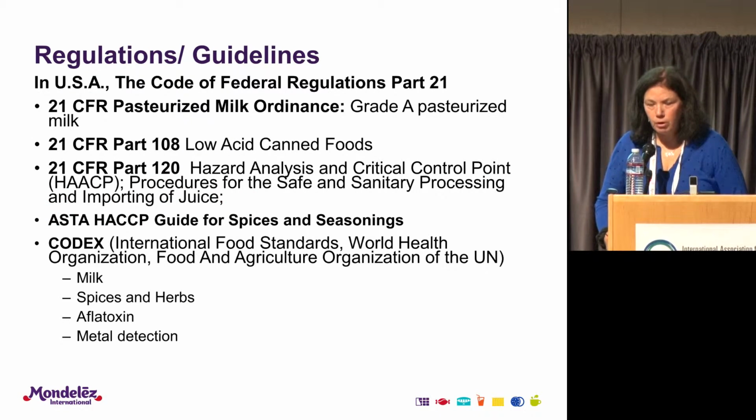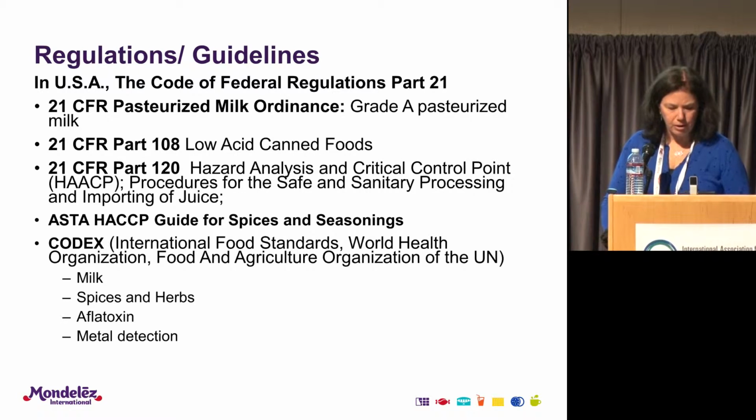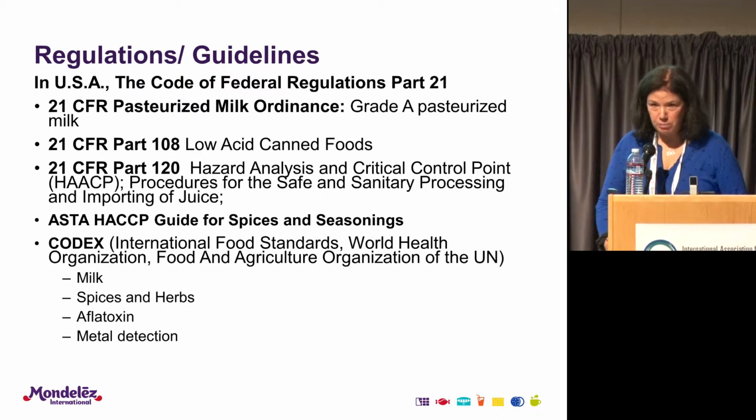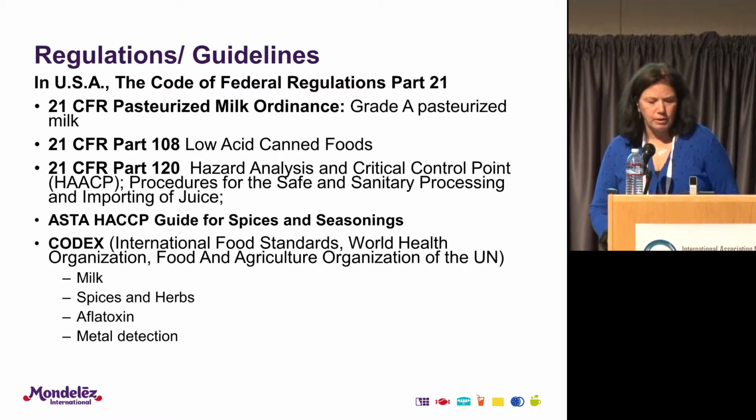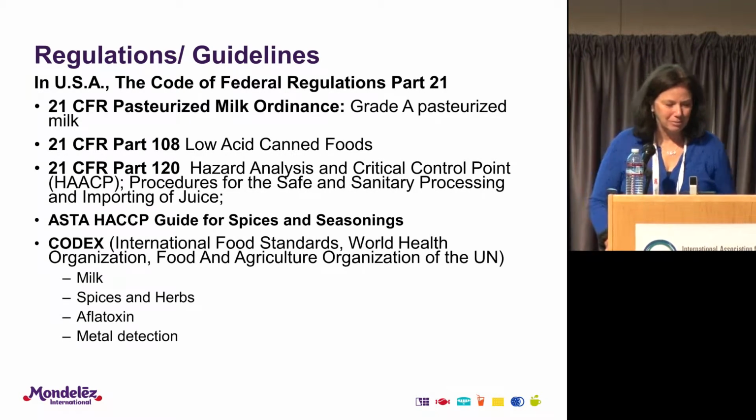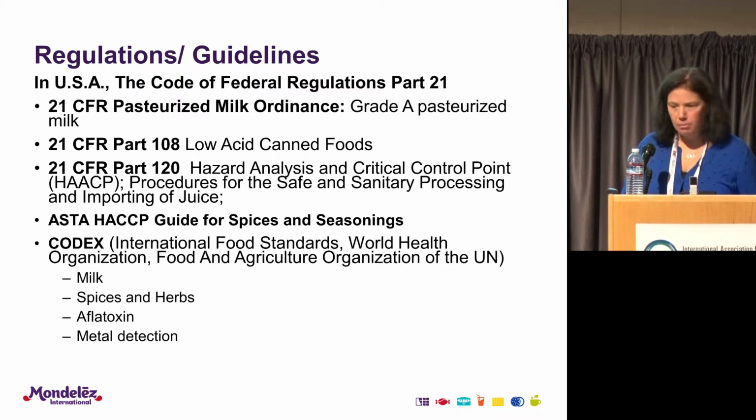In the US, there are other regulations that you can look into, some that you're more familiar with probably, such as the pasteurized milk ordinance, those regulations for low-acid canned foods. There's a regulation for hazard analysis, or HACCP, for the safe and sanitary processing and importing of juice. The American Spice Trade Association, ASTA, has a HACCP guidance document for spices and seasonings. And then there's Codex put out through international food standards, through the World Health Organization. There's a lot of guidance first on milk, spices, and herbs, aflatoxin control, and metal detection.